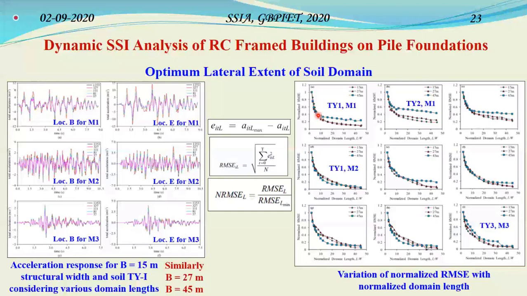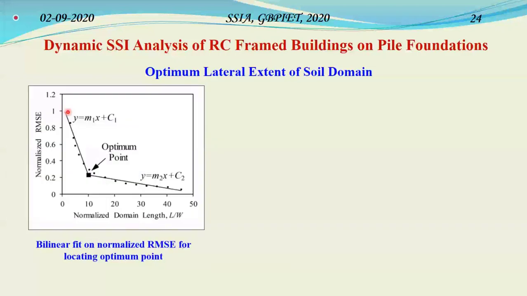So this is a representative plot. We have the normalized RMSE and the normalized domain length. These small dots are obtained from those numerical exercises. We fit a bilinear plot, and wherever the two lines of this bilinear plot intersect, we get the optimum point. This optimum point indicates the domain length beyond which there will be marginal change in response.